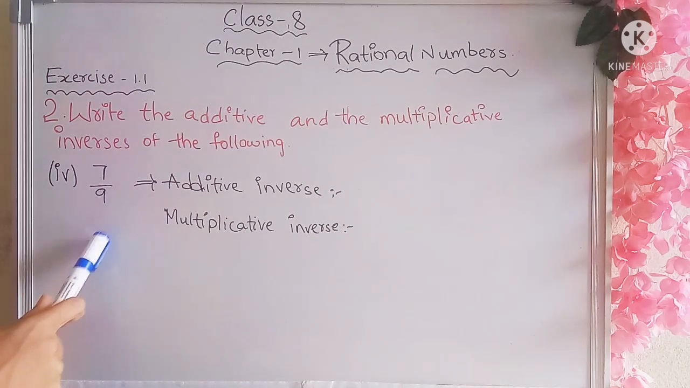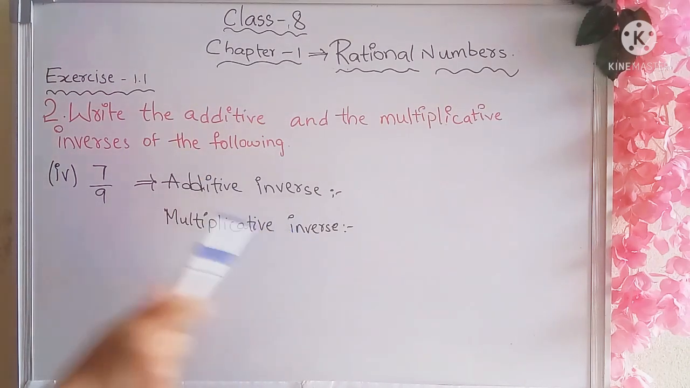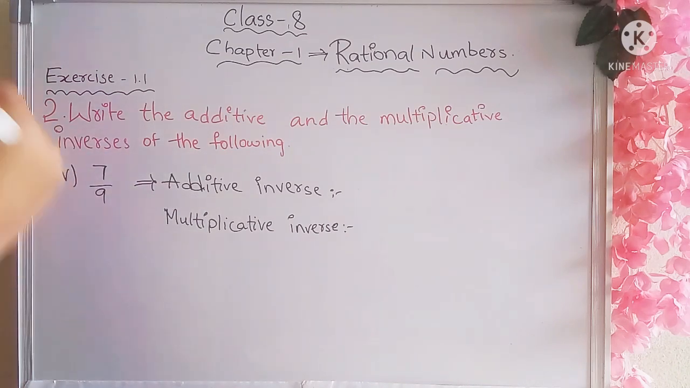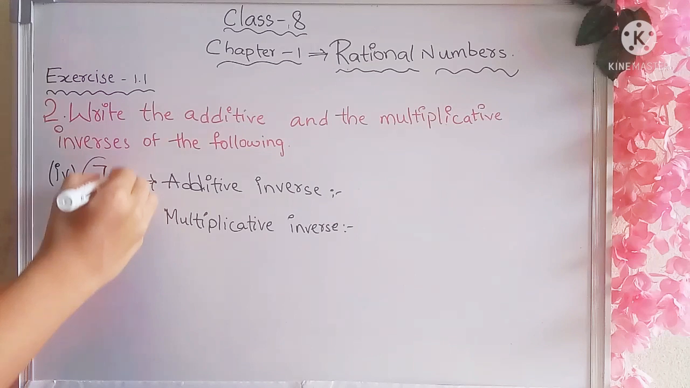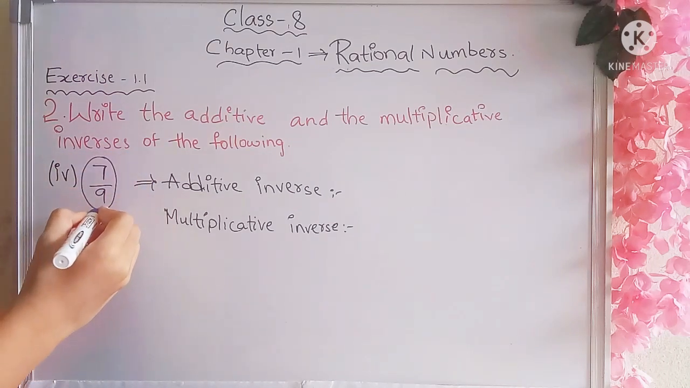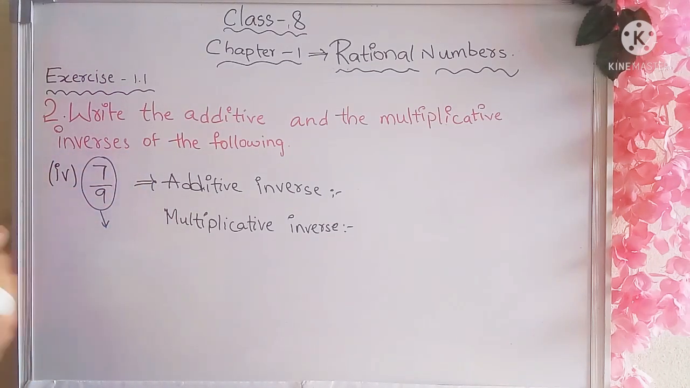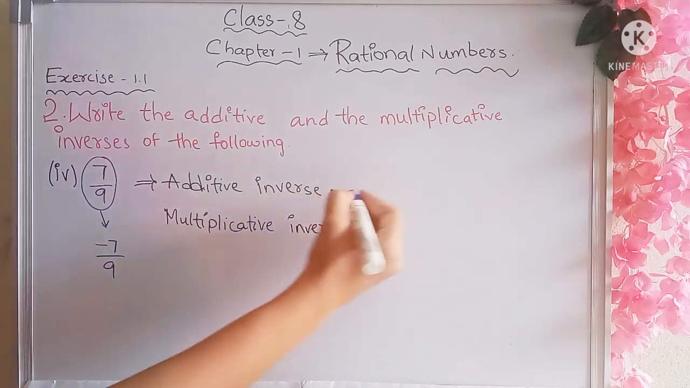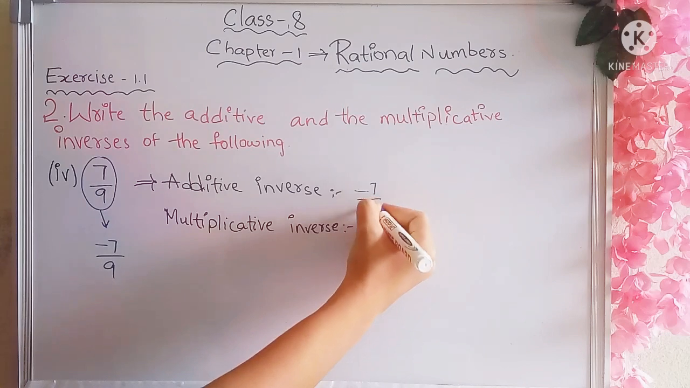Now we have to write the additive inverse and multiplicative inverse of 7 upon 9. So the additive inverse of 7 upon 9 is, yes, this is a positive rational number. We have to make it negative. So it is equal to minus 7 upon 9. So here, minus 7 upon 9.